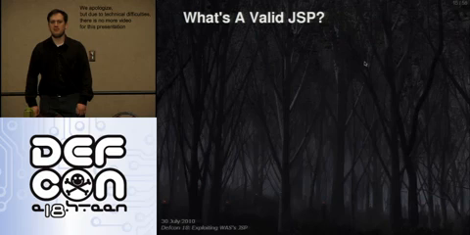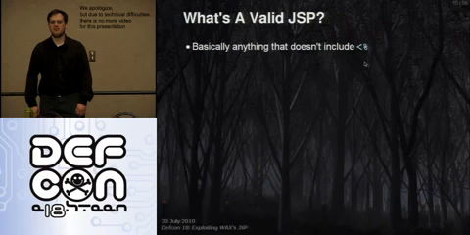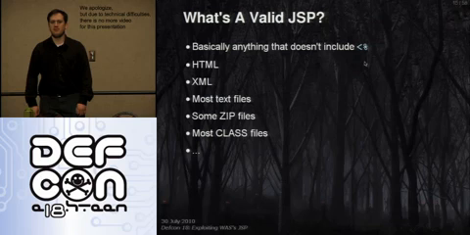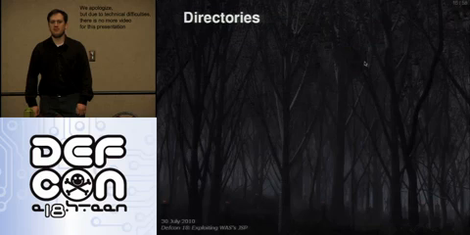So the question then comes, as you're looking at these files, is what's a valid JSP? Turns out that basically anything that doesn't include a less than % is a valid JSP as far as the WAS JSP engine is concerned. HTML usually qualifies under this, XML, most text files. Then you get some really weird ones, like you can download zip files and jar files. I didn't know these compiled as JSPs, but they do. Most class files also do. So you can get a lot of interesting things through the JSP engine in this manner. Still not doing anything too interesting, but what about directories?